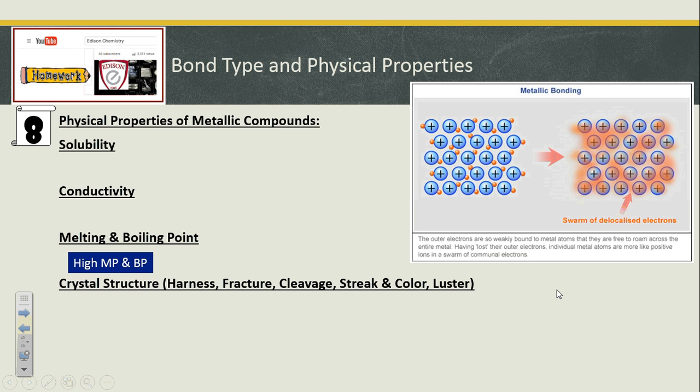Melting and boiling point. I hope you know this, but metals have very high melting and boiling points because of the type of metallic bonding. In this picture over here on the right, the metallic nuclei are kind of held together by this swarm of electrons that is delocalized. So the nuclei are actually really tightly packed into each other, and the cloud of electrons that travels throughout the metal kind of holds it all together. So therefore, they have high melting and boiling points.